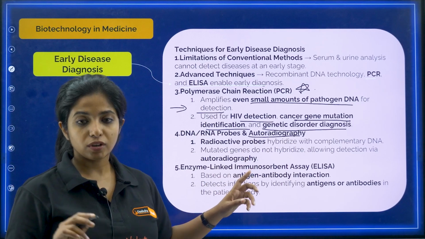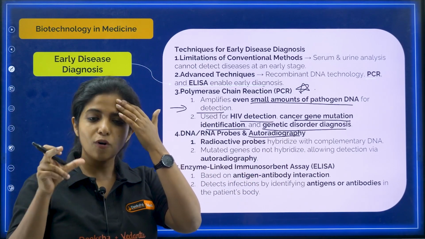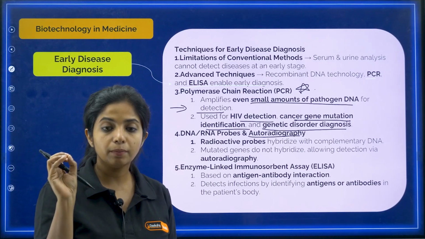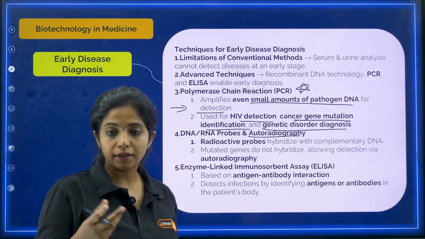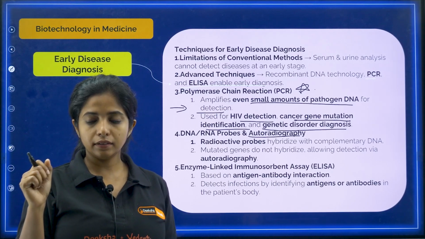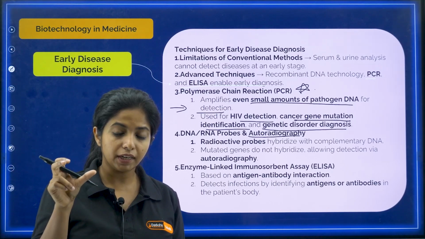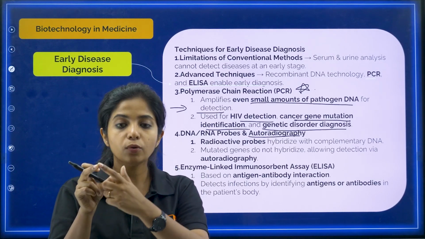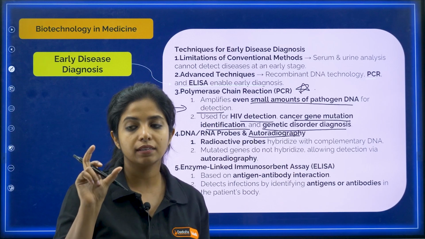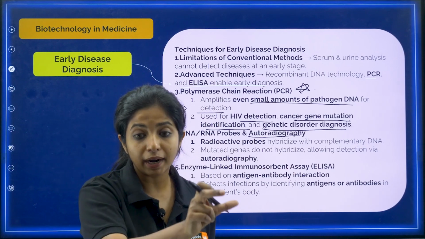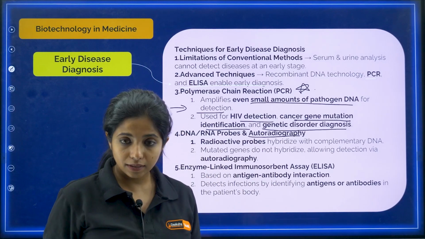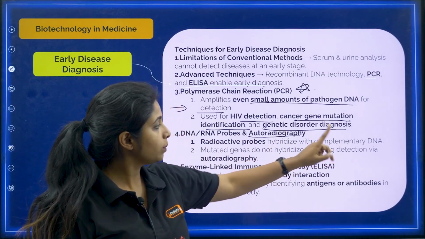Okay. Now we have DNA, RNA probes and autoradiography. What do you mean by probes? These probes are nothing but DNA or RNA which might be associated with some radioactive thing, so it will show up its color under UV light and things like that. What is the use of it? Suppose I know that this particular DNA will only bind to the complementary DNA, and this is only found in a person who has one particular disease. If it is going and binding and making a complementary pair over there, that means that person is also having the disease. So radioactive probes hybridize with the complementary DNA.